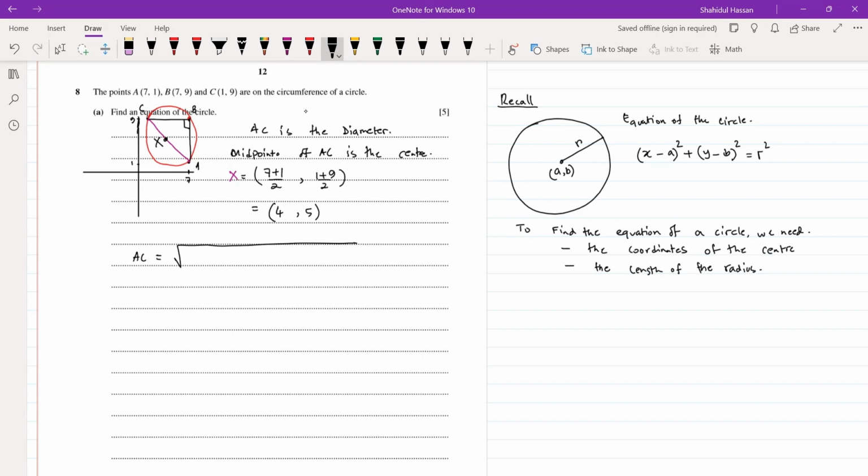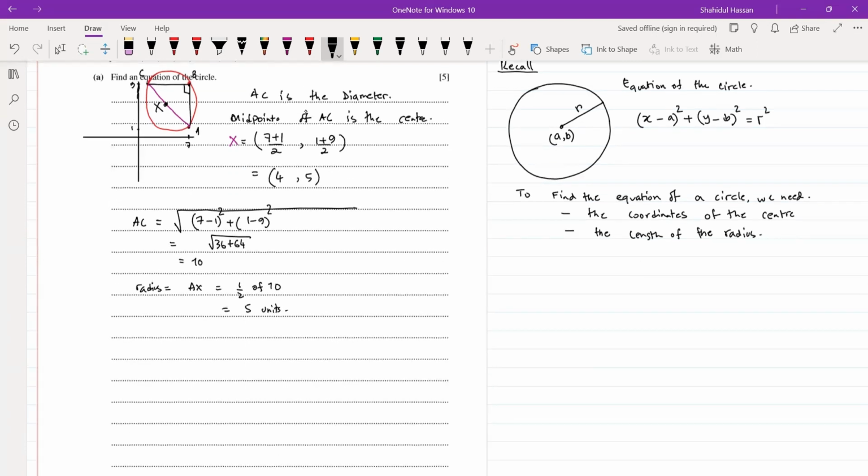The length of AC will be equal to the square root of 7 minus 1 squared plus 1 minus 9 squared. 7 minus 1 is 6, 6 squared is 36, 1 minus 9 is minus 8, whole squared is a positive 64. So AC is equal to 10. If AC is equal to 10, then the radius AX is half of the diameter. So this is 5 units.